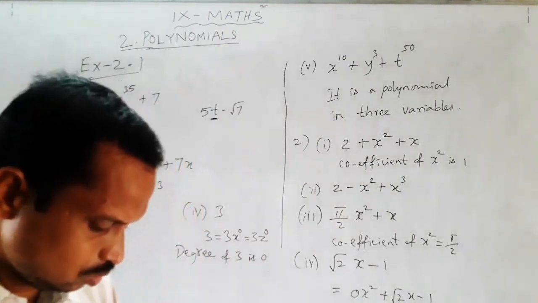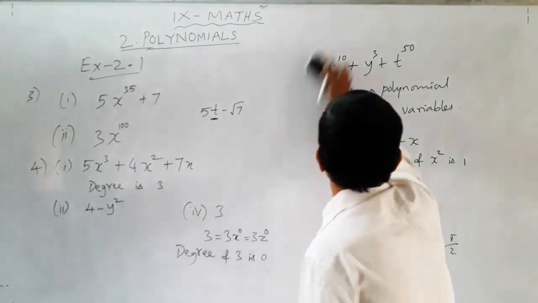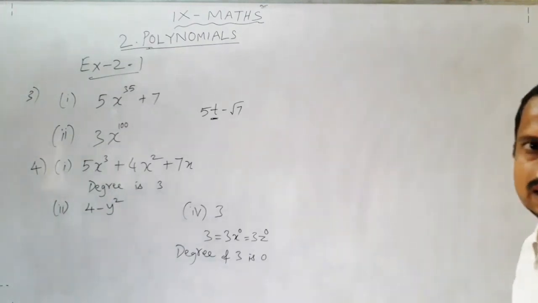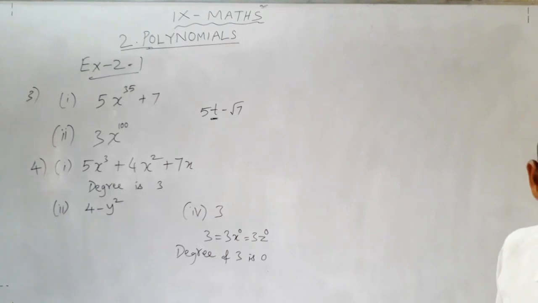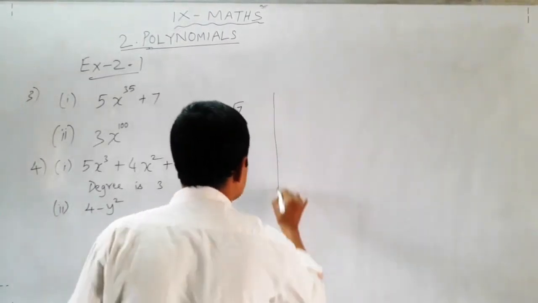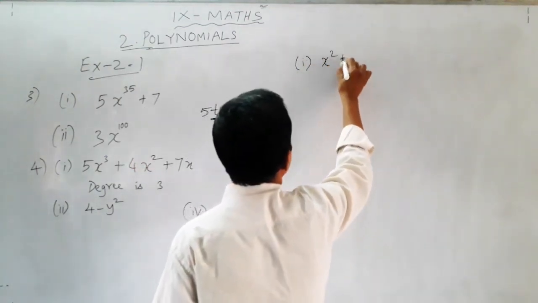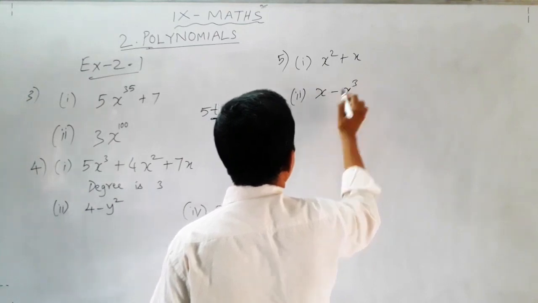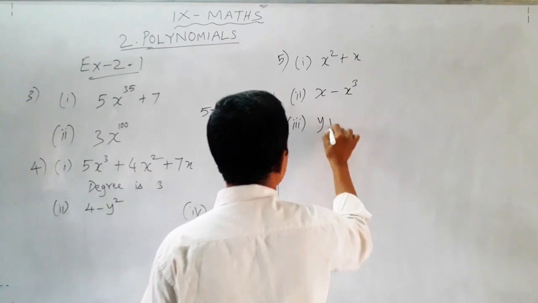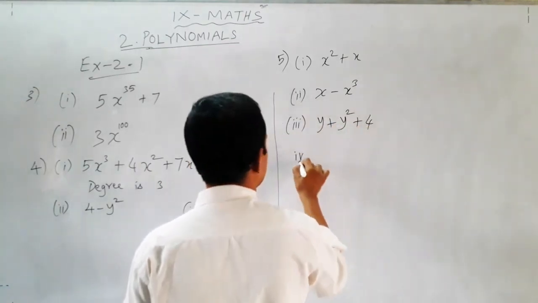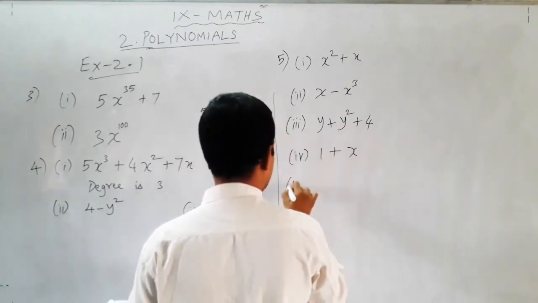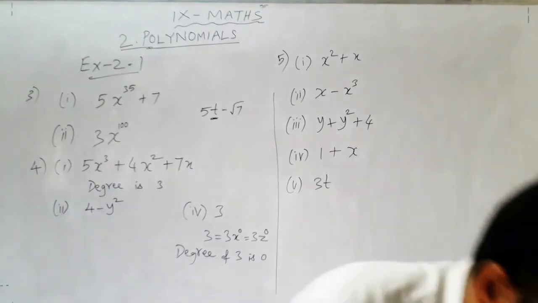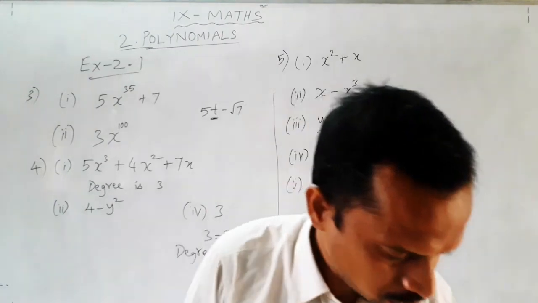That's all. And now coming to question number 5. Classify the following as linear, quadratic and cubic. 7 options are there. You yourself can do this, but even so I am telling you. Option 1: x square plus x. Option 2: x minus x cube. Option 3: y plus y square plus 4. Option 4: 1 plus x. Option 5: 3t. Options 6 and 7 you do by yourself, but here up to 5. You have to classify based on the given polynomial.